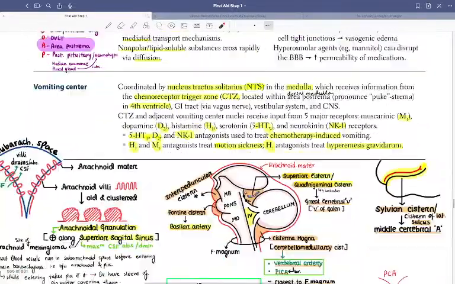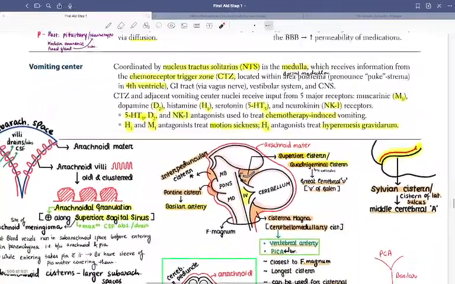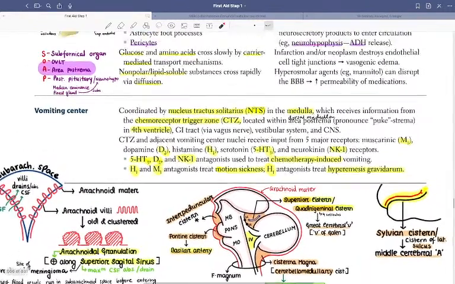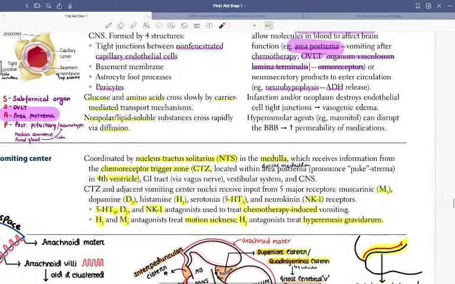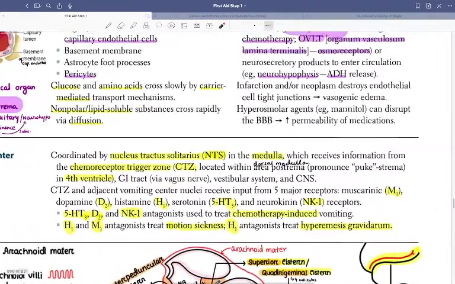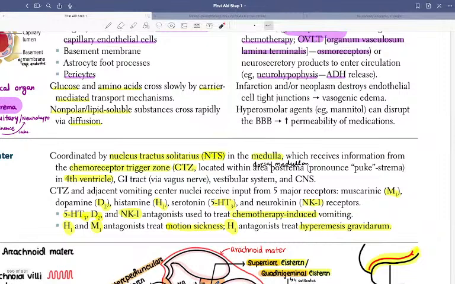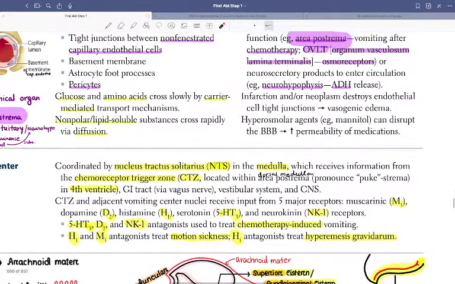Next is this. You don't have to concentrate on this part. Actually, Zainab ma'am had a very good flow chart, but I haven't read that part. Anyways, the nucleus tractus solitarius in the medulla receives information from the chemoreceptor trigger zone. Where is the chemoreceptor trigger zone located? It is the area postrema, in the fourth ventricle. After chemotherapy, so it is in the fourth ventricle.